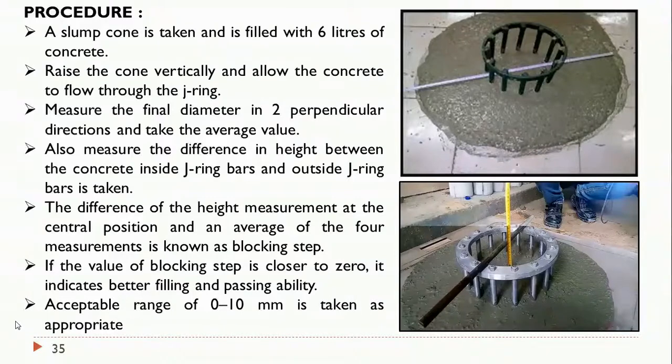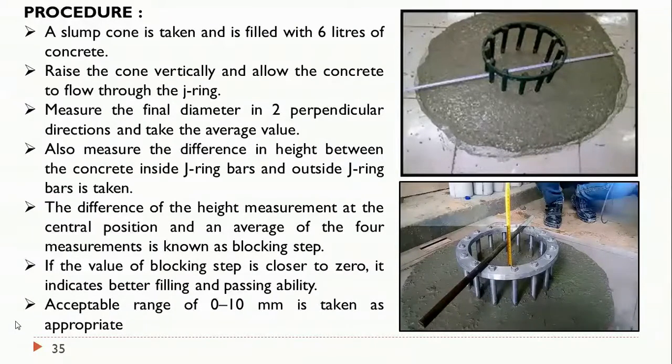Once the concrete is filled to the top layer, it has to be neatly trimmed off, and the surplus concrete has to be removed from the base plate. Then the slump cone is lifted and the concrete is allowed to spread horizontally through the gaps between the vertical bars. So between the vertical bars there is a gap.